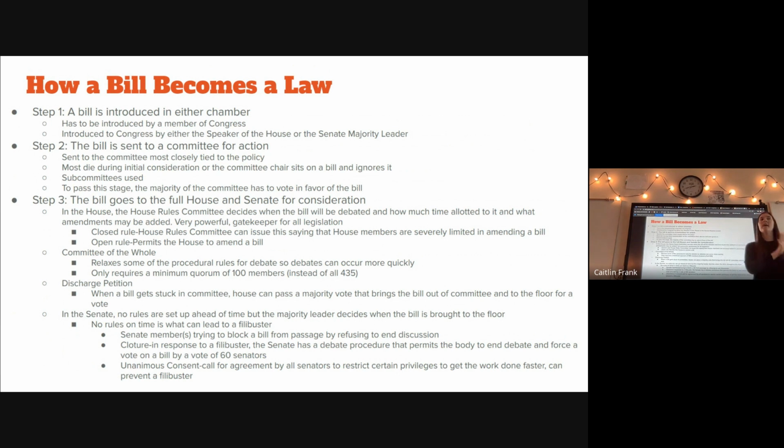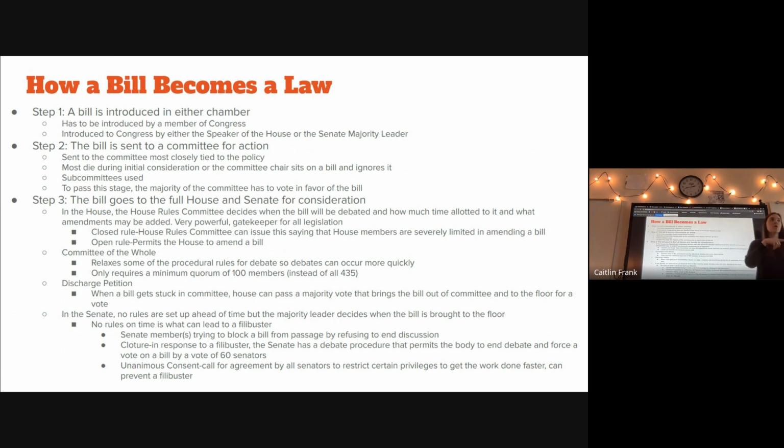So there are ways around a filibuster. Cloture, which I think of like clotting a wound, like stopping the bleeding. This is a way that if 60 of the 100 senators vote to invoke cloture, that means they will end debate and force a vote. So it's pretty much stopping the talk and just voting. So if 60 of the 100 senators are over it and want to end debate and just vote on the issue, they can vote to do that.